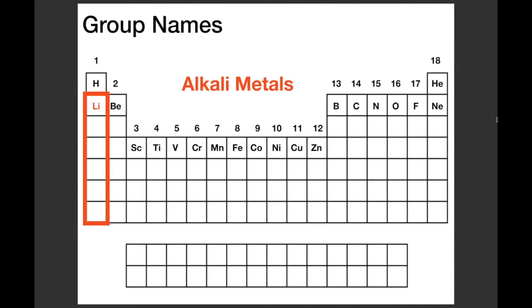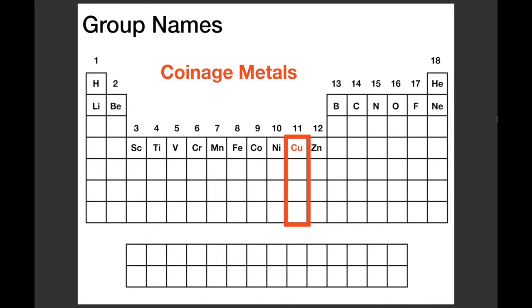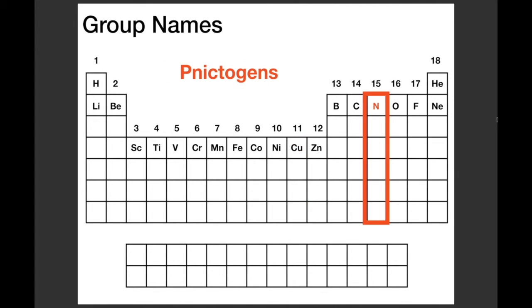Group 1, which contains lithium, is referred to as the alkali metals. Group 2, which contains beryllium, is referred to as the alkaline earth metals. Group 11, which contains copper, silver, and gold, is referred to as the coinage metals. Group 15, which contains nitrogen, is referred to as the pnictogens.